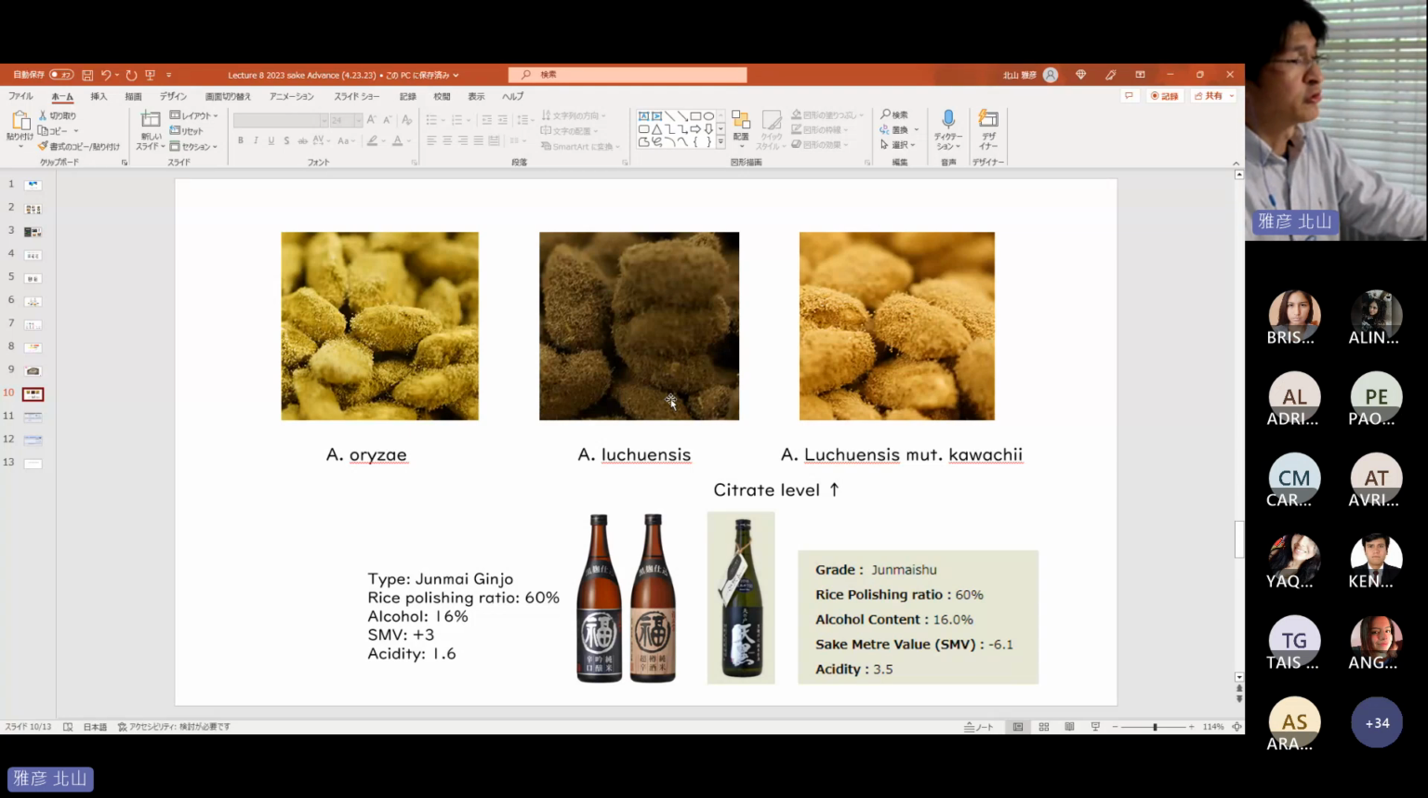Shochu is the name of distilled sake, especially in the southern part of Japan, like Okinawa Island. The temperature is very high, so sake will be easily spoiled. But these fungi make a large amount of citrate, an acidic compound. It prevents sake from spoilage. It inhibits the growth of contaminating bacteria.